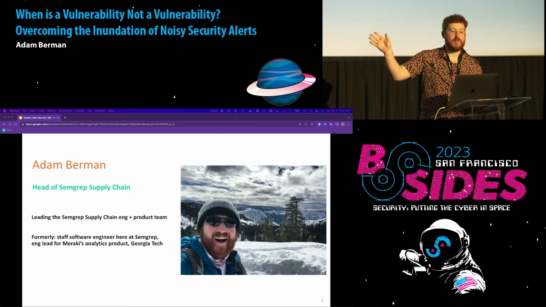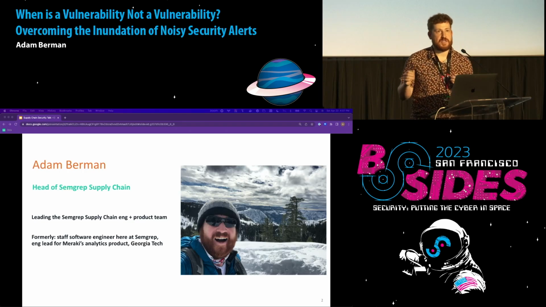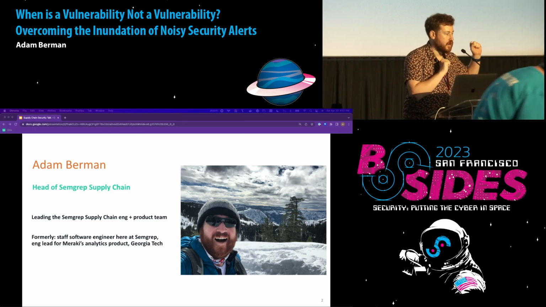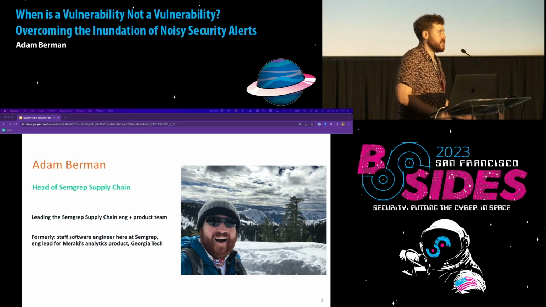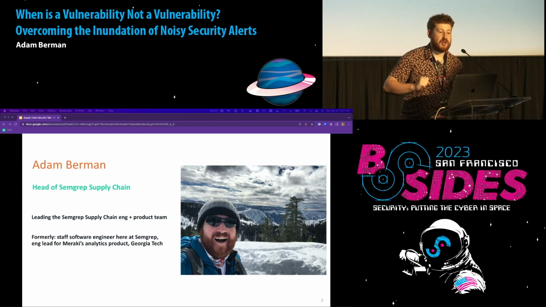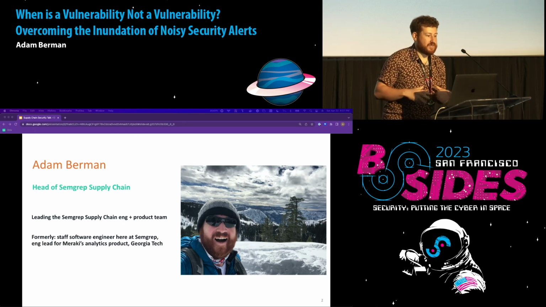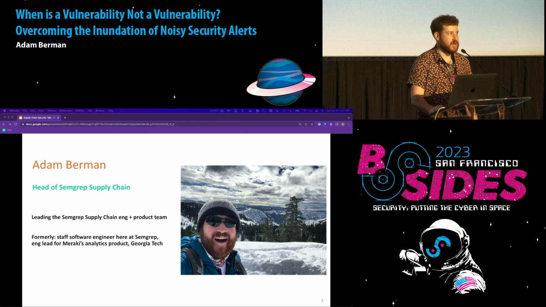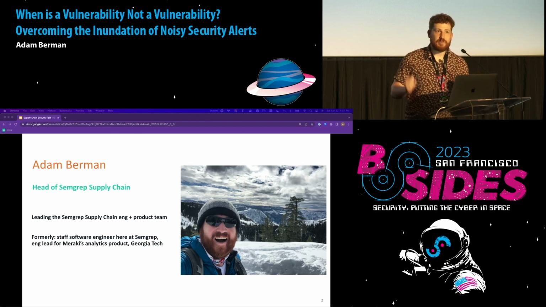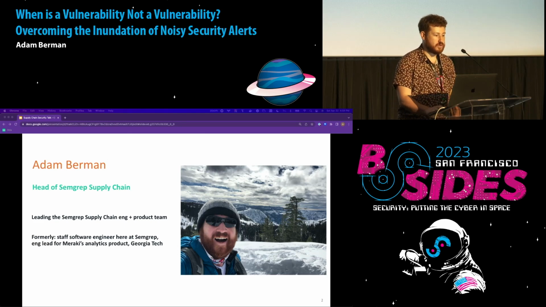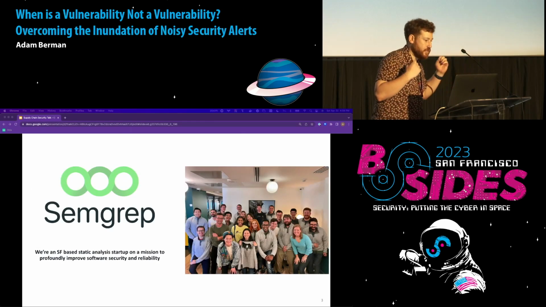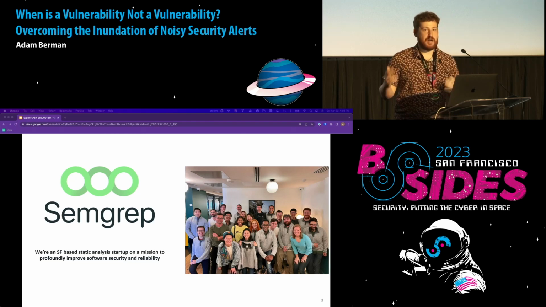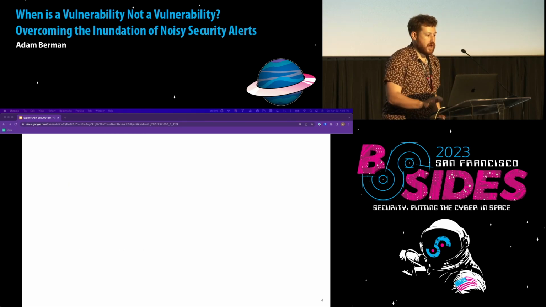My name is Adam Berman. I lead the Semgrep supply chain team at Semgrep. I lead the engineering and product org for our product. I started as a staff engineer here at Semgrep, back when it was called R2C. I have the pleasure of getting to build security tools, many of which are open source. If you haven't used Semgrep before, give it a shot. It's a pretty cool tool. And yeah, I work at Semgrep. We build the open source static analysis tool, and we're focused on security generally.